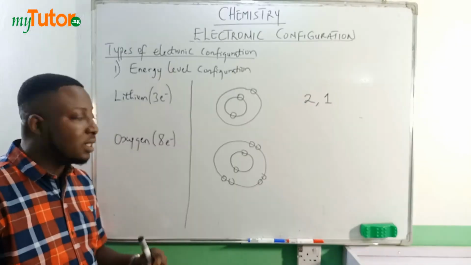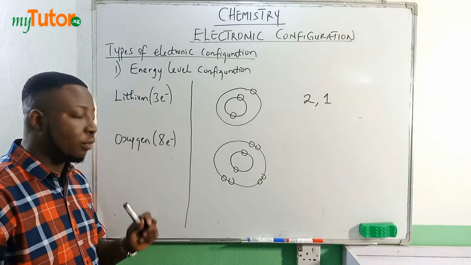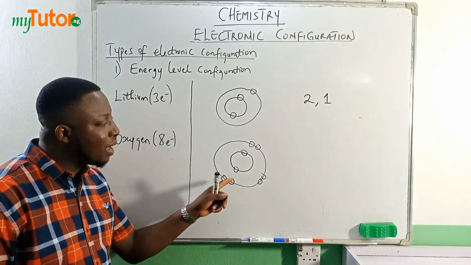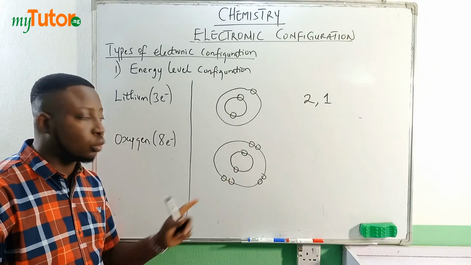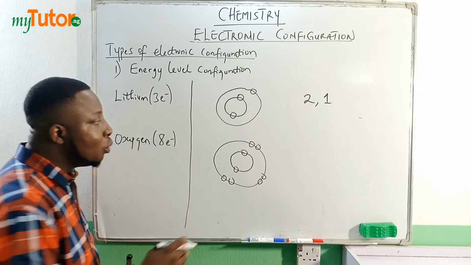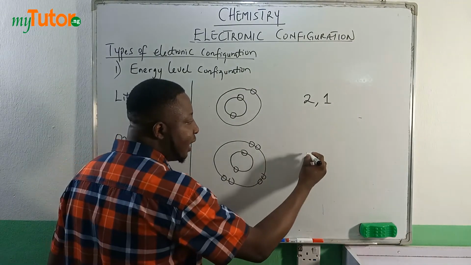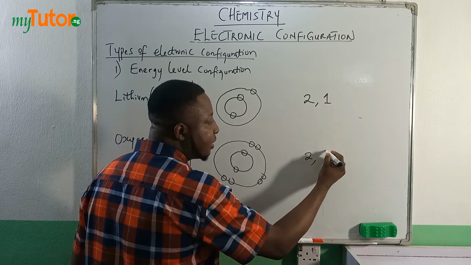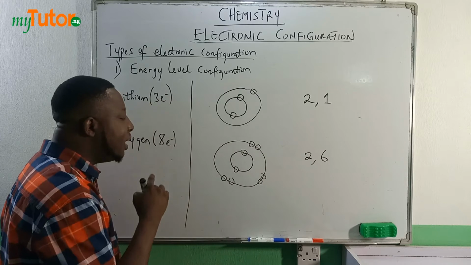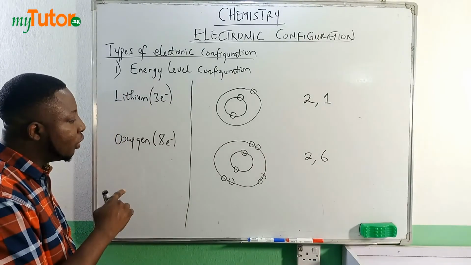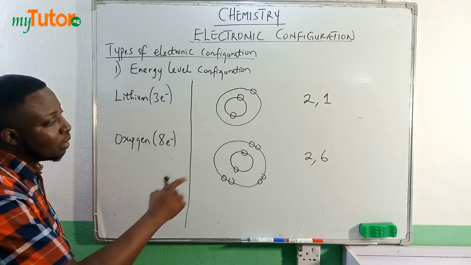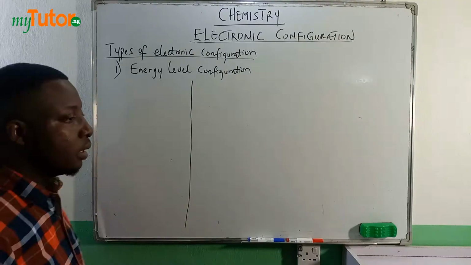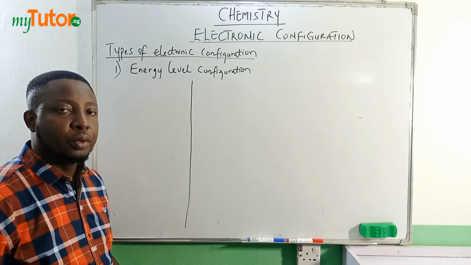Now to write the electronic configuration of oxygen atom, it will be written based on the structure of oxygen atom, which implies that the first energy level has 2 electrons and the second energy level has 6 electrons. So the energy level configuration for oxygen atom is 2, 6. Let's see the third example, chlorine.